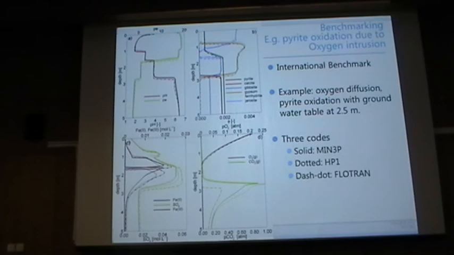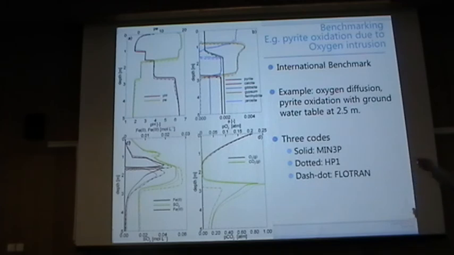Okay, then we also did some benchmarking at international benchmark, comparing different reactive transport models. Here is one example. This benchmarking is quite important to test the numerical accuracy of these methods and models. It's oxygen diffusion in the soil, together with pyrite oxidation, and there is a groundwater table at 2.5 meters, and we have three codes here. Solid line is for MIN3P, dotted line is for HP1, and the dash-dot line is for Froot-land.